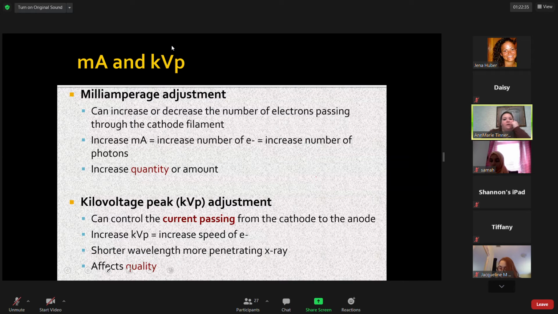All right, and your kVp adjustment controls the current that's passing from the cathode, which is what, negative or positive? Negative. Good. So it's controlling the current passing from the negative cathode to the positive anode. When you increase kVp, you're increasing the speed of electrons, not the amount, but the speed. Again, shorter wavelengths give you more penetrating X-rays. That's what we want, okay? You do not want long wavelengths. And this is affecting the quality.